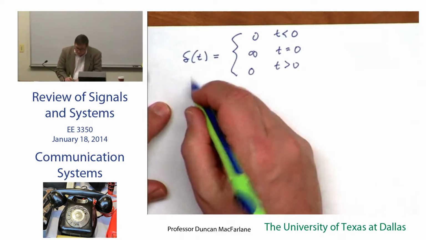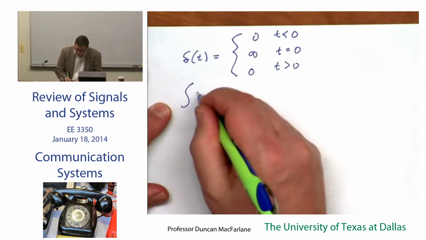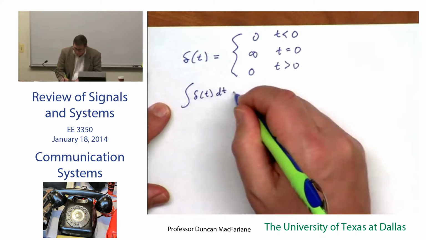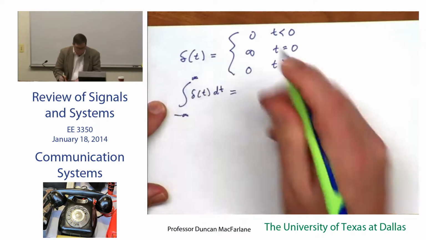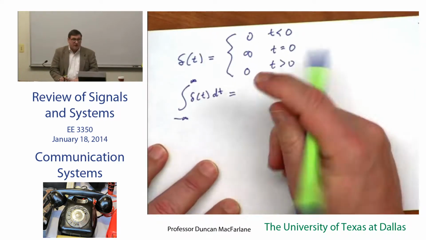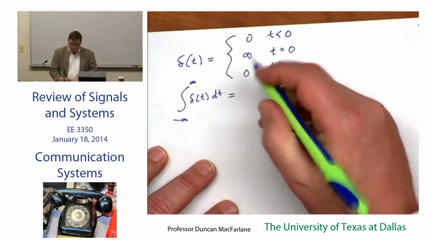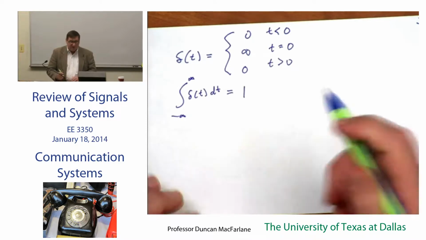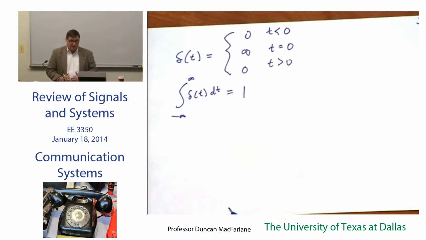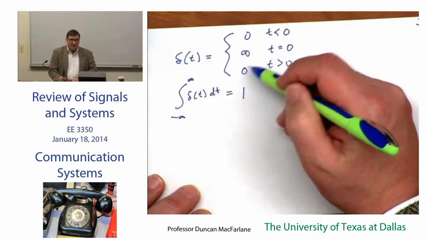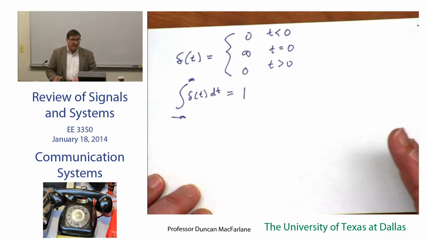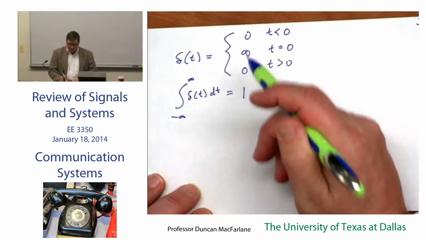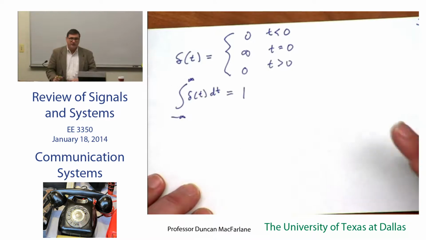If I take the integral, this is not quite enough. If I take the integral of delta of t over all time, minus infinity to infinity, that's well behaved, that's equal to 1. And what that suggests is the way to tame that singularity, that nasty infinity, is to put a delta function and anything else you would want to consider with it underneath that integral.